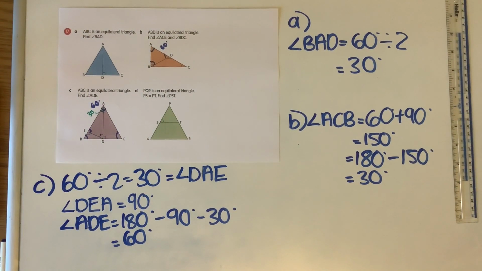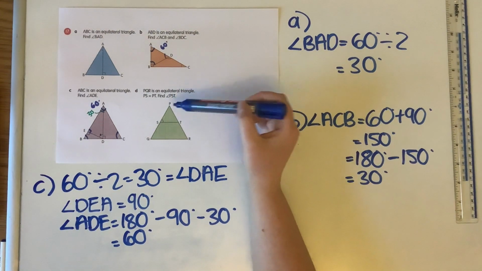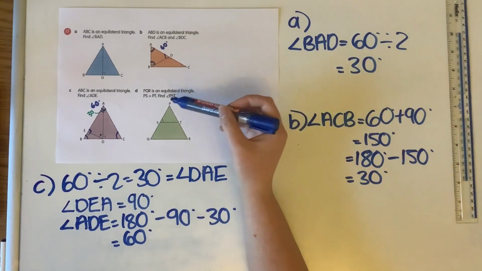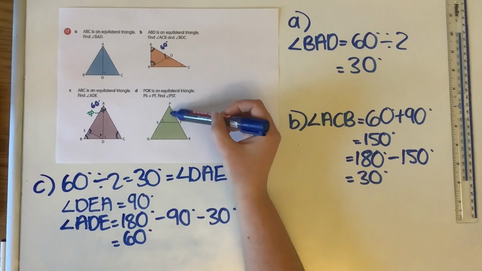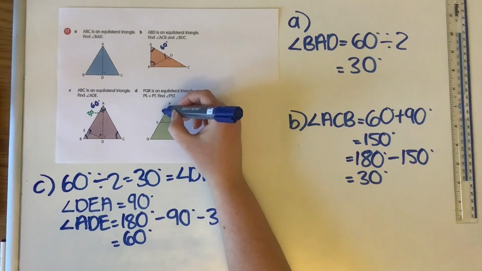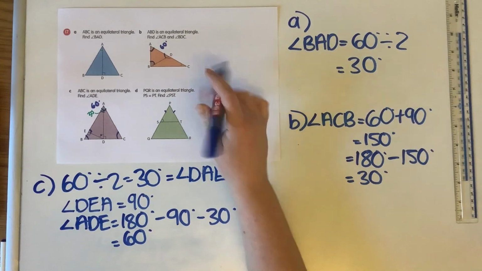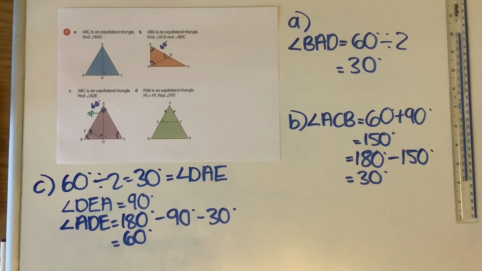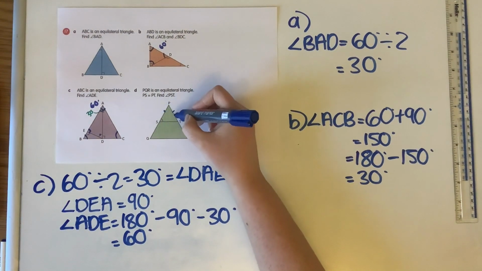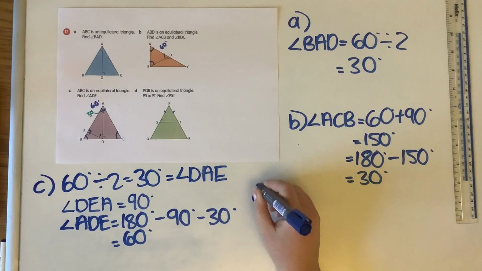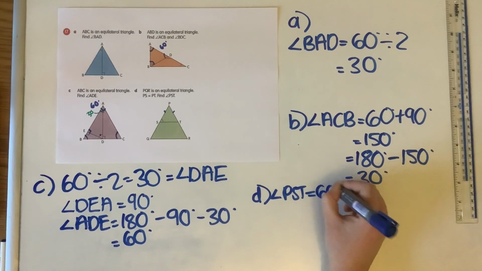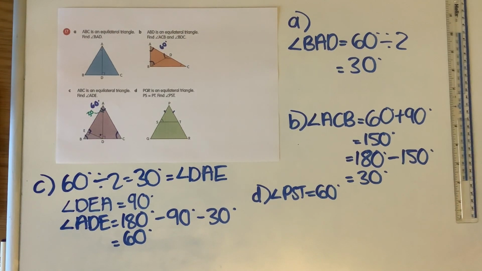Okay, and then finally D, I'm told that PQR is an equilateral triangle, and then I'm told that PS and PT are equal. Find the angle PST. Because it was on an equilateral triangle, this is like a mini equilateral triangle, so the angle PST, I know, equals 60 degrees because it's an equilateral triangle. Okay, well done for that.